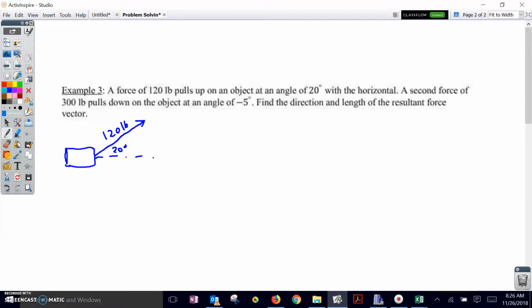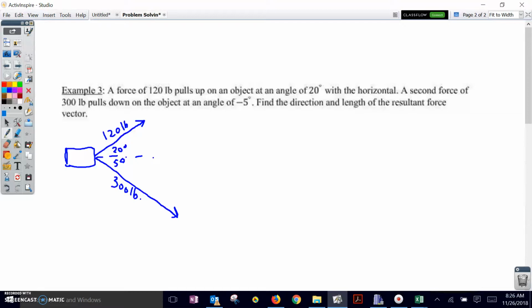And there's another force of 300 pounds pulling down at an angle of -5 degrees with the horizontal. So that's actually 5 degrees below. Alright, find the direction and length of the resultant force vector.